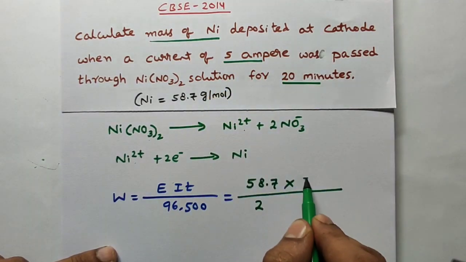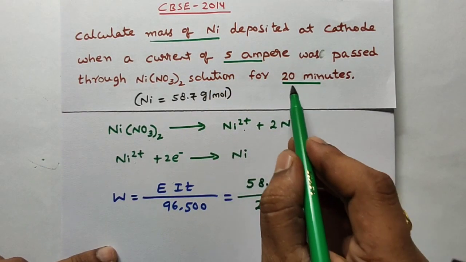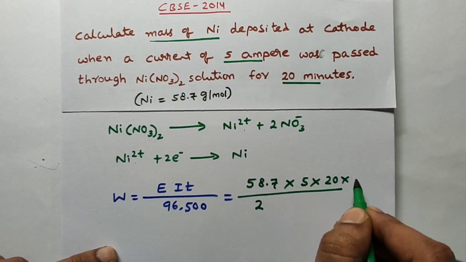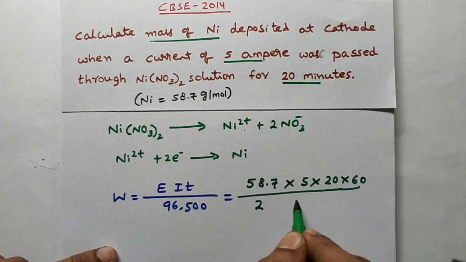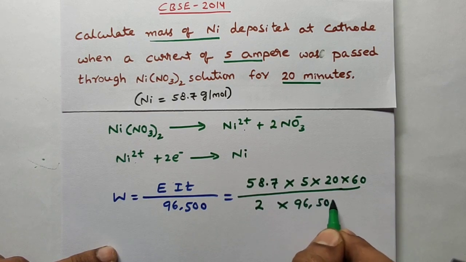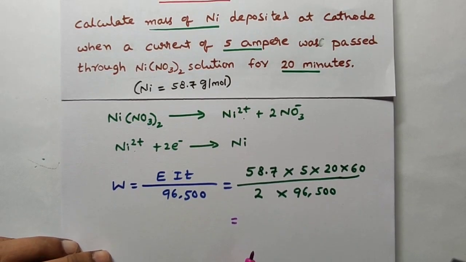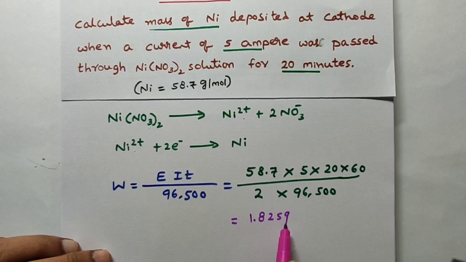Into, what is the I value given in the question? 5 amperes. So 5. Next, time 20 minutes. We should convert it into seconds. So 20 into 60 divided by 96,500. Now if you do this calculation, here 0 0 cancel, 0 0 cancel, remaining calculation if you do, we will get the answer 1.825 grams.